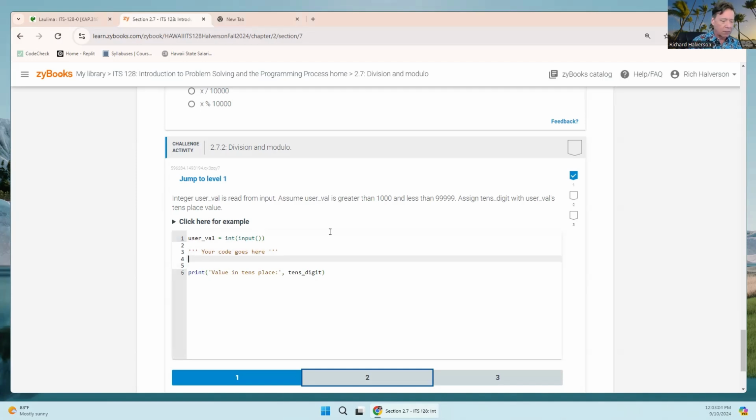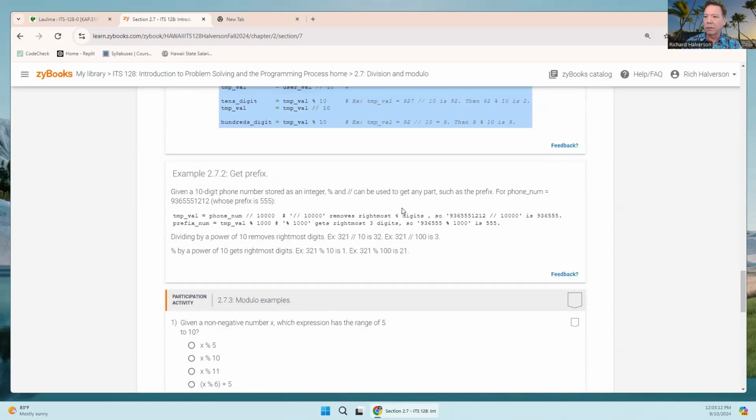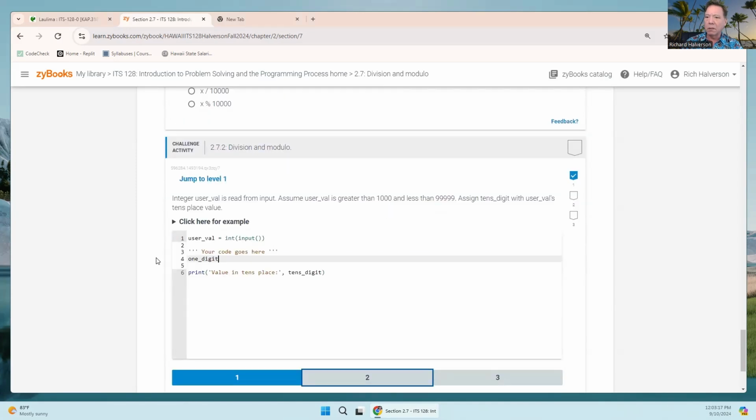let's see. So the ones digit. Let's just go up here and see how they did it up here. Okay. Well, anyway, the tens digit would be, I'll just go straight to the tens digit. Tens digit equals user val, there's going to be a mod 10. Let's see if this works. Mod.